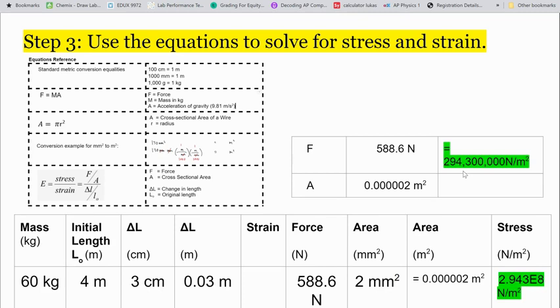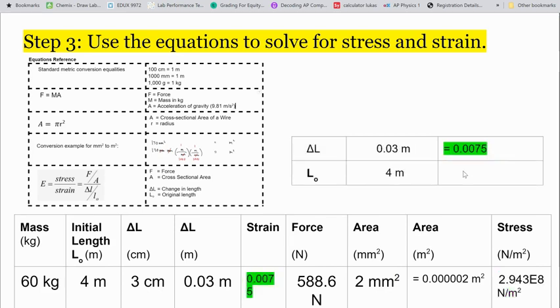Now to calculate strain, we're going to be taking our change in length and dividing it by the original length. So delta L divided by original length. Our change in length is 0.03 meters divided by the original length of 4 meters, which gives us a value of 0.0075. Again, this number is unitless because meters cancels with meters.